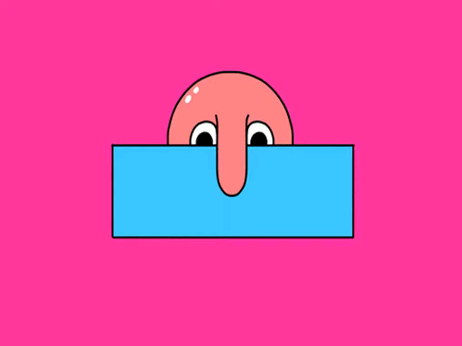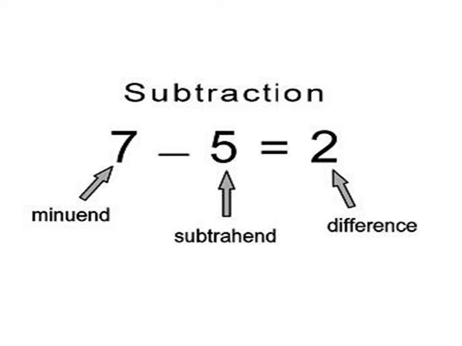As you all know, subtraction means taking away. This is the sign for subtraction and it is called minus. So these are the terms used in subtraction. So here 7 minus 5 is equal to 2. So here you have to open up 7 fingers and take away 5 fingers. You get the answer as 2.